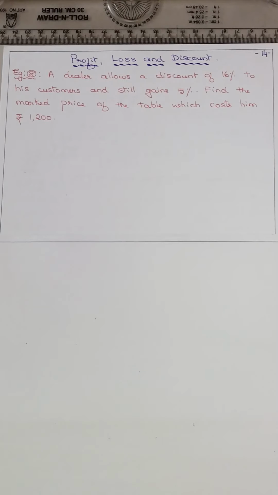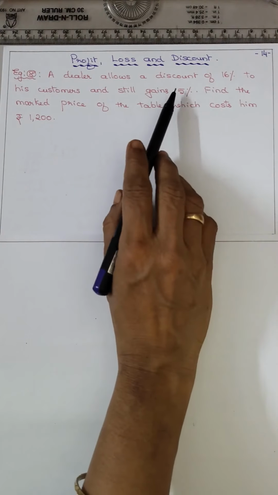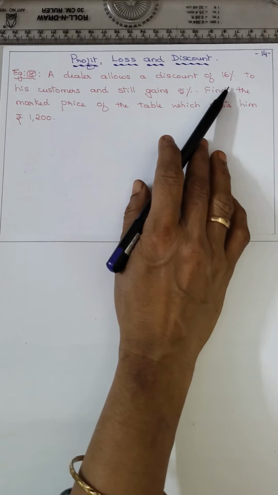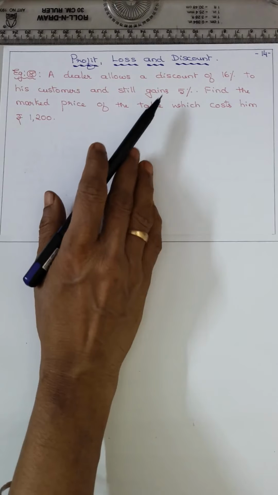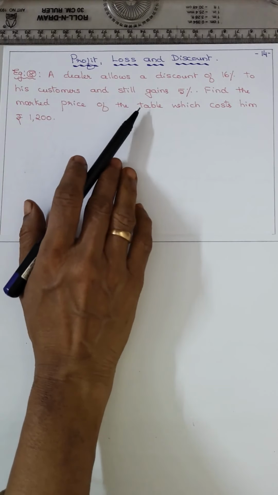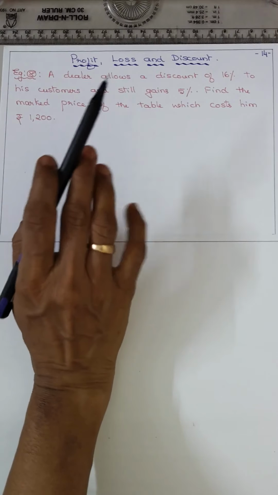We are discussing the lesson Profit, Loss and Discount. Now coming to example 8, it is the sum related to the discount and also the profit percent and all. In example 8, a dealer allows a discount of 16% to his customers and still gains 5%. Find the mark price of the table which costs him 1200.